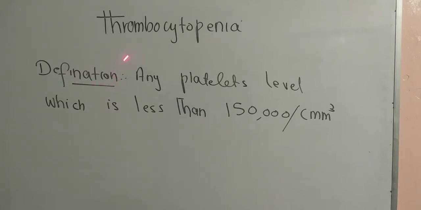So the definition of thrombocytopenia is any platelet level which is less than 150,000 per cubic millimeter. Normal value of the platelets in the blood is 150,000 to 450,000 per cubic millimeter, and whenever the amount of the platelets in the blood is less than 150,000, we call it thrombocytopenia. But clinically speaking, any level which is 50,000 or less is important, or whenever we are planning to go for a surgery, any level which is less than 100,000 per cubic millimeter of the platelets is important.